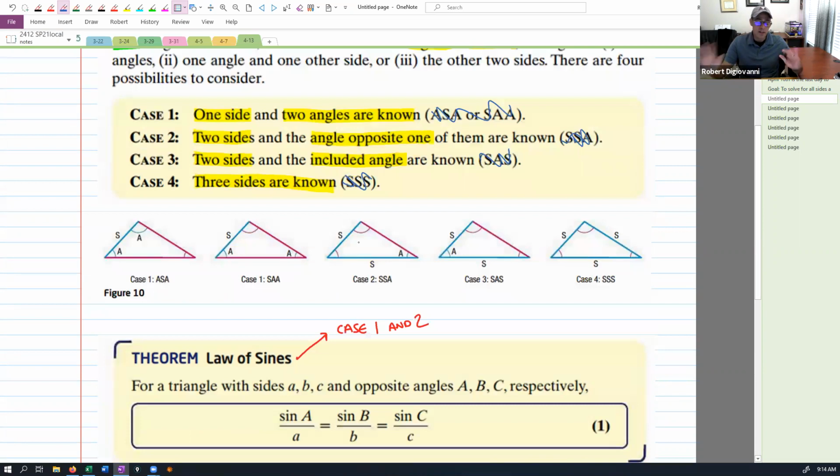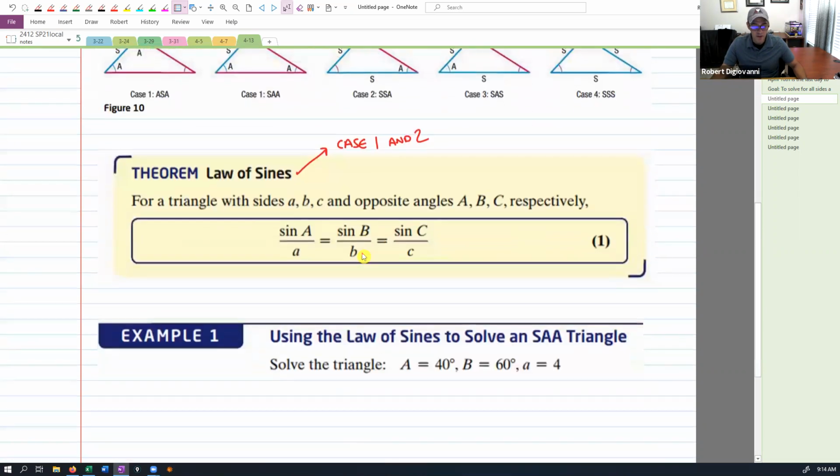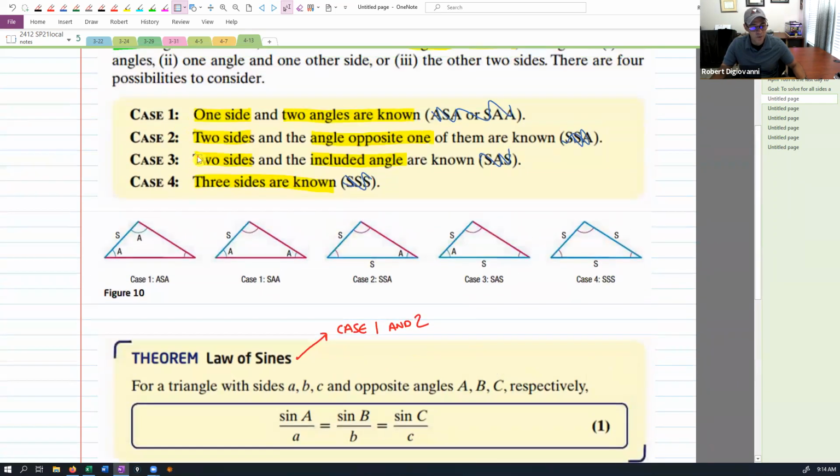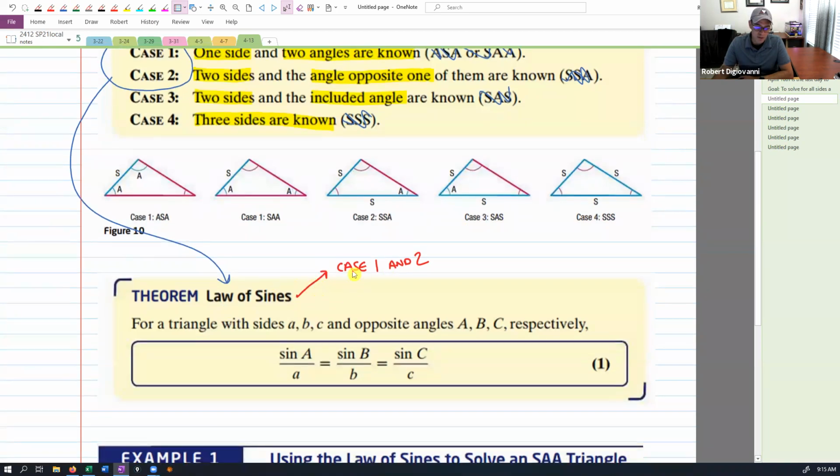So now let's get to the law of sines. By the way, of these cases, the law of sines will only deal with the first two. Cases 3 and 4, where we have two sides and an included angle, or three sides, are in the next section called law of cosines. So we can only do half of these today, and then we'll do the other half when we do law of cosines. Law of sines is only cases 1 and 2.